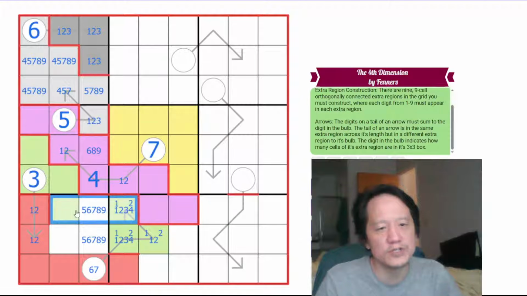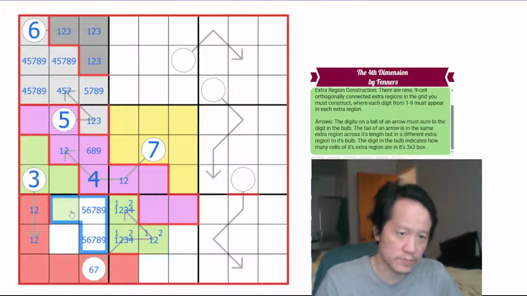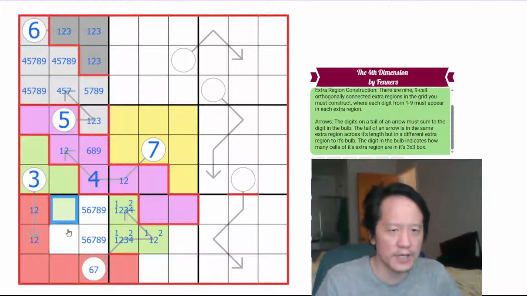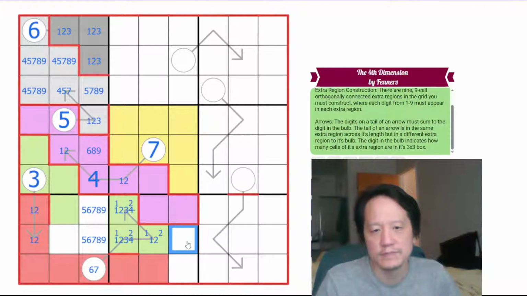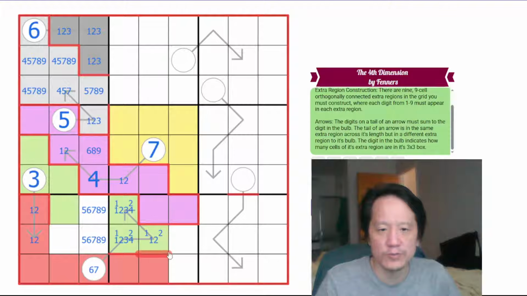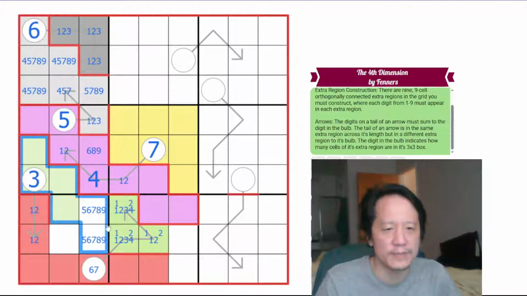The green region has to have 1 or 2 here. But it could go this way, or it could go that way, or it could go that way. We don't know. So this is 7 at most. 1, 2, 3, 4, 5, 6, 7, 8, 9. So this has to be red. So this is a separate boundary. This is 1, 2, 3, 4, 5, 6 at most, 7, 8, 9.